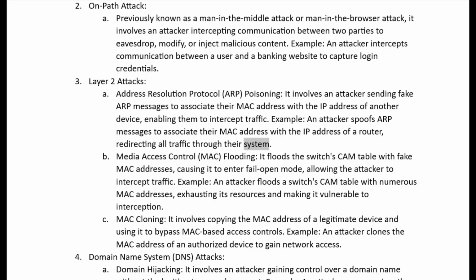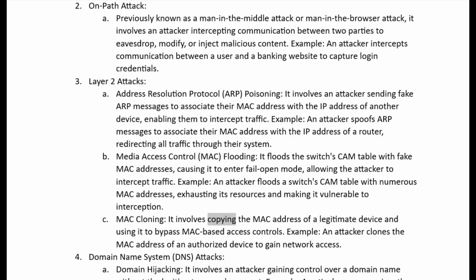traffic through their system. Media Access Control (MAC) flooding. It floods the switch's CAM table with fake MAC addresses, causing it to enter fail-open mode, allowing the attacker to intercept traffic. Example: an attacker floods a switch's CAM table with numerous MAC addresses, exhausting its resources and making it vulnerable to interception.